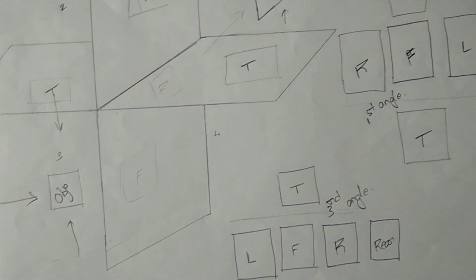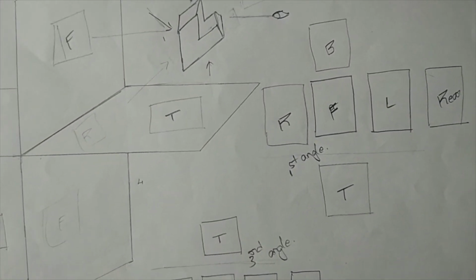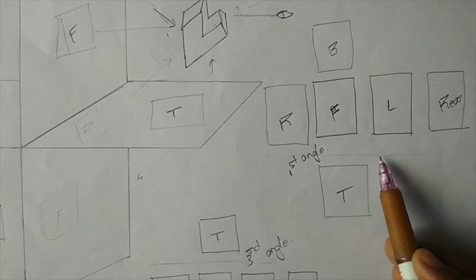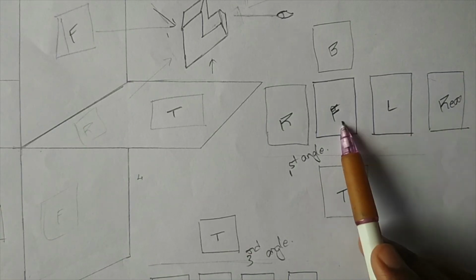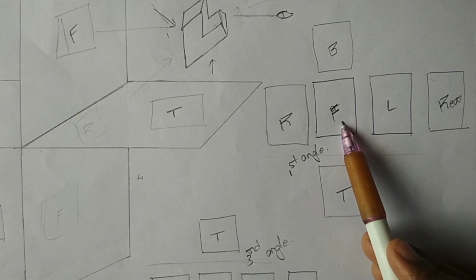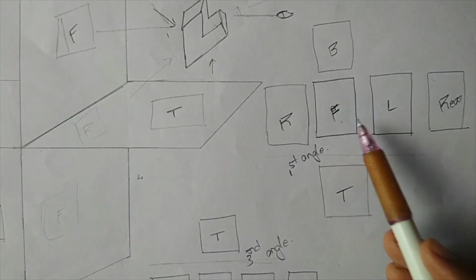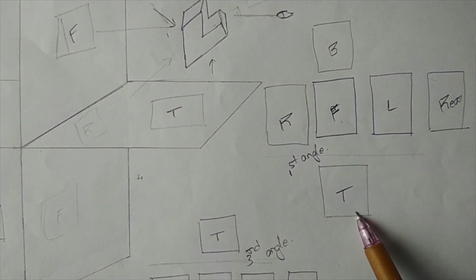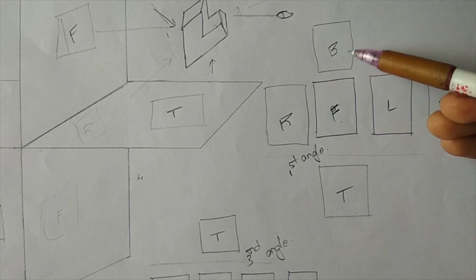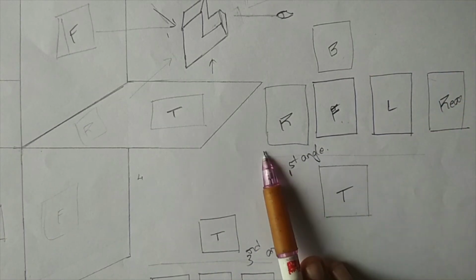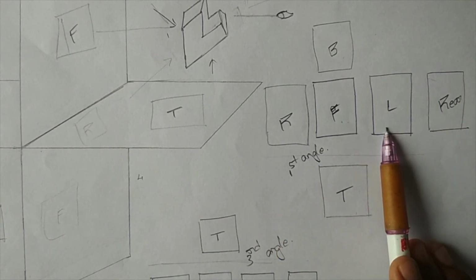So in general, we all prefer first angle projection. In first angle projection, the front view will be in the middle. The top view will be located below, and the bottom view will be up. The right side view will be on the left side, and the left side view will be on the right side, and the rear view will be located here.